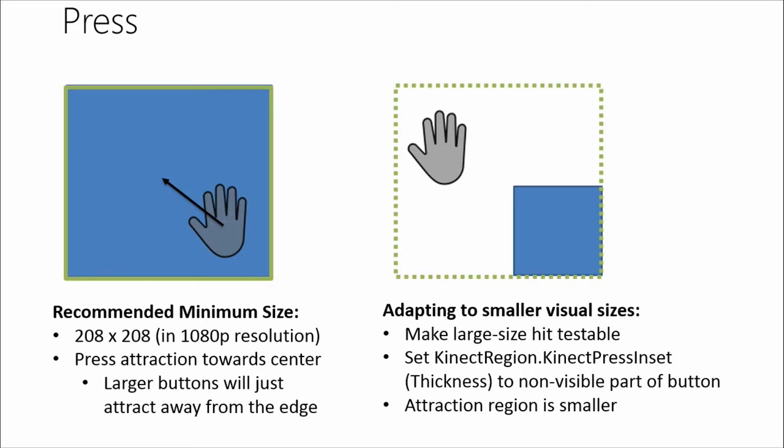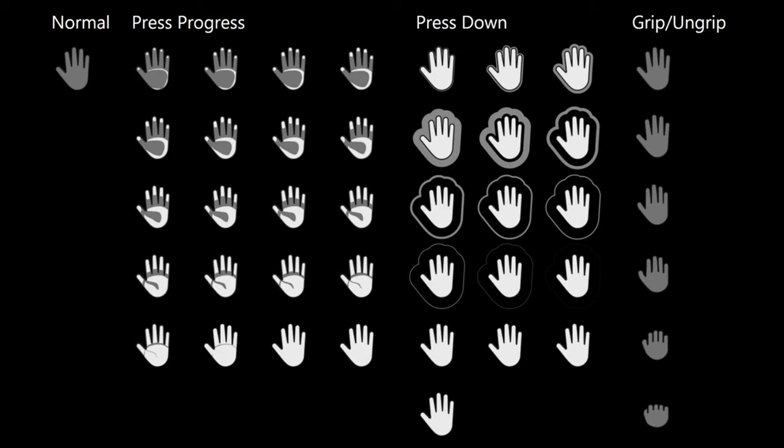And on the slide here, we talk about an attached property exposed on Kinect region called Kinect Press Inset that allows you to say, yes, I know that this button is hit testable for 208 by 208, but I'd like you to ignore the top half and the left half and just attract towards the bottom right. And so you're able to have a higher hit test zone without having to have a colored area. Yeah, absolutely. Feel free to play with those types of concepts to make your layouts as effective as they possibly can be. And the press attraction, you'll also notice, doesn't always pull to the center of the button, because if you have extremely large buttons, that can be very jarring for a person, where it pulls all the way across the screen. So there's some flexibility there, and we really only pull 100 pixels in. So in a 208 by 208, that effectively means the center, but it's not always the case.